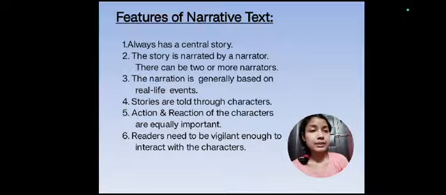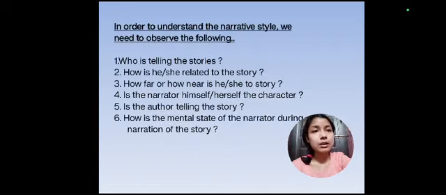The narration is generally based on real life events. Stories are told through characters. Action and reaction of the characters are equally important in narrative text. Readers need to be vigilant enough to interact with the characters by reading the narrative text and to understand the narrative text.